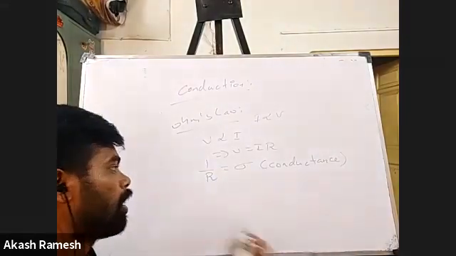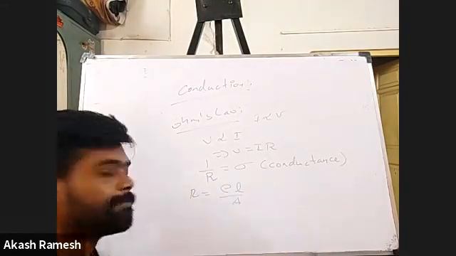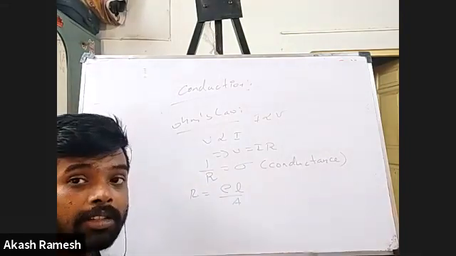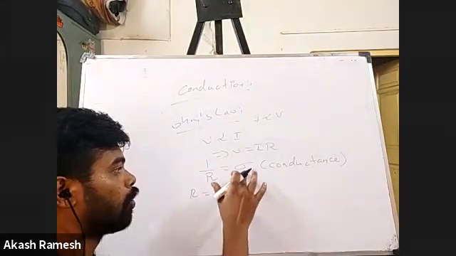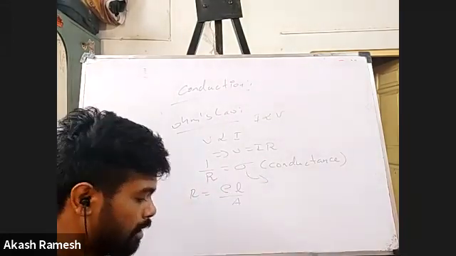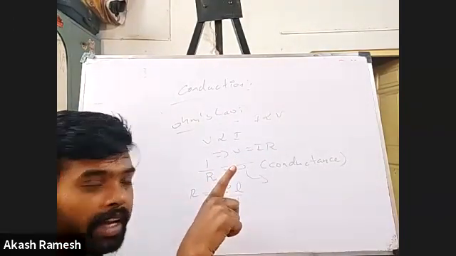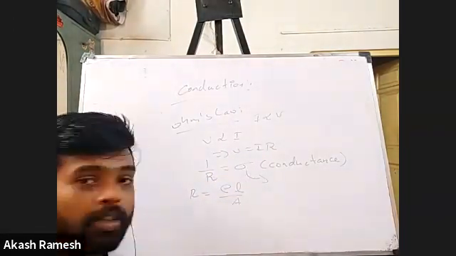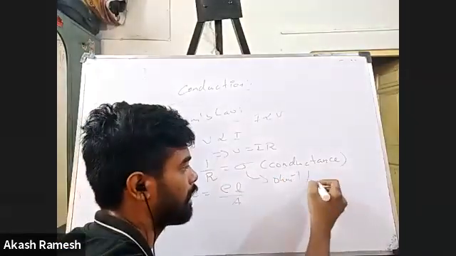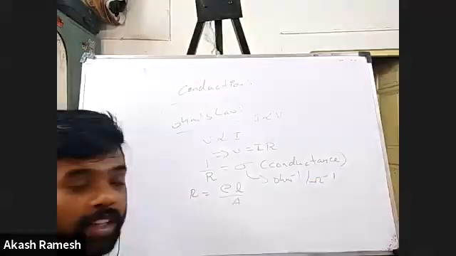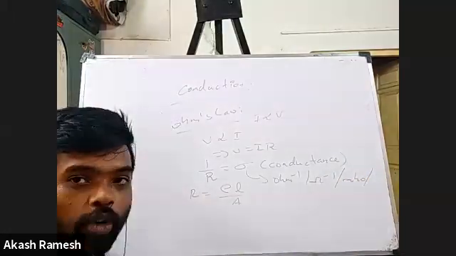And I hope you know one more equation for R: R is equal to rho L by A, where rho is the resistivity or specific resistance. Before that, you need to know the units for this conductance. The unit for R is ohms. For sigma, that is conductance, it can be per ohm, ohm power minus 1, which can also be written as mho.